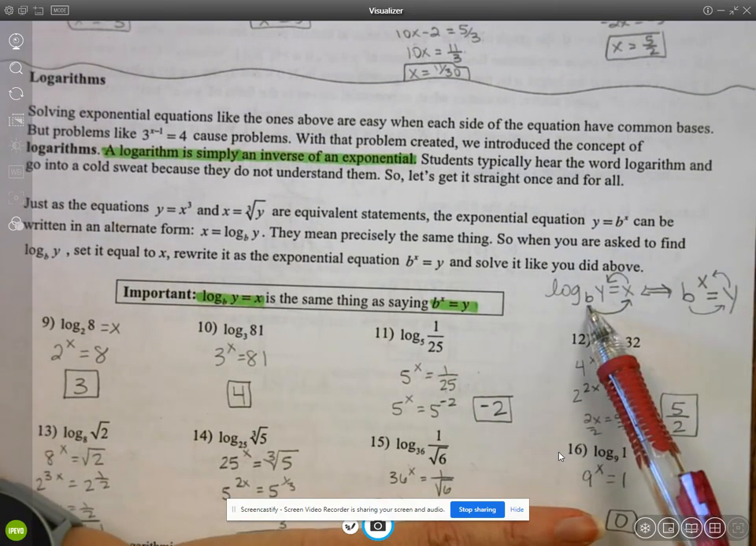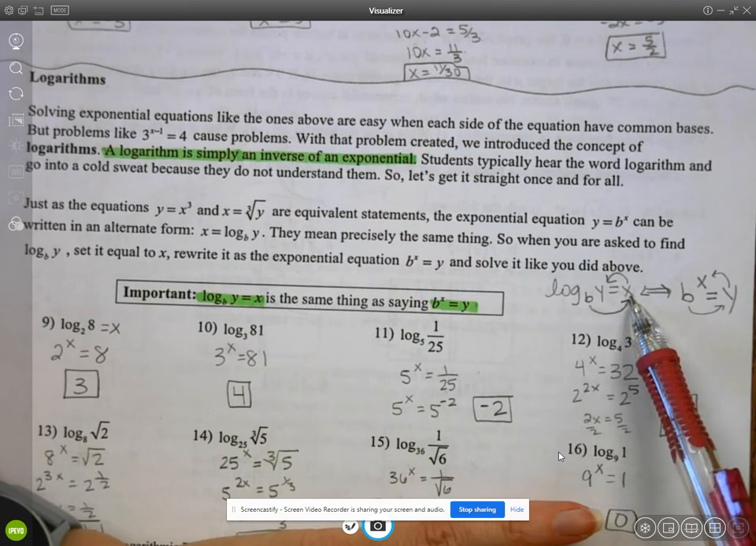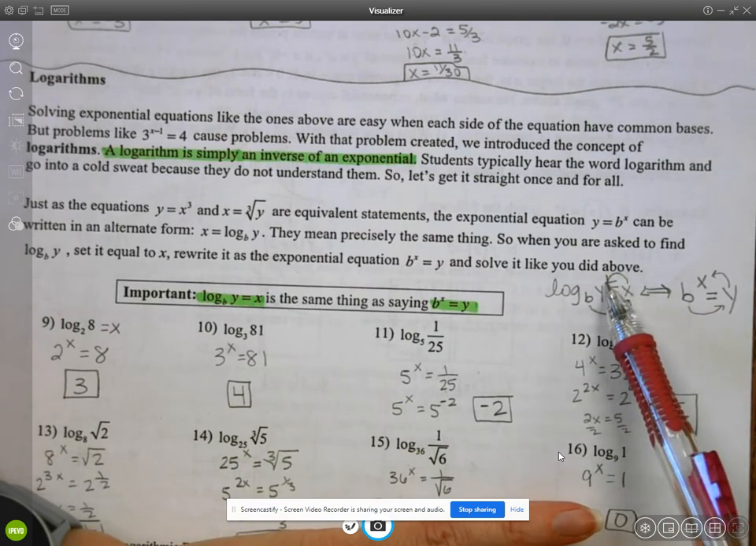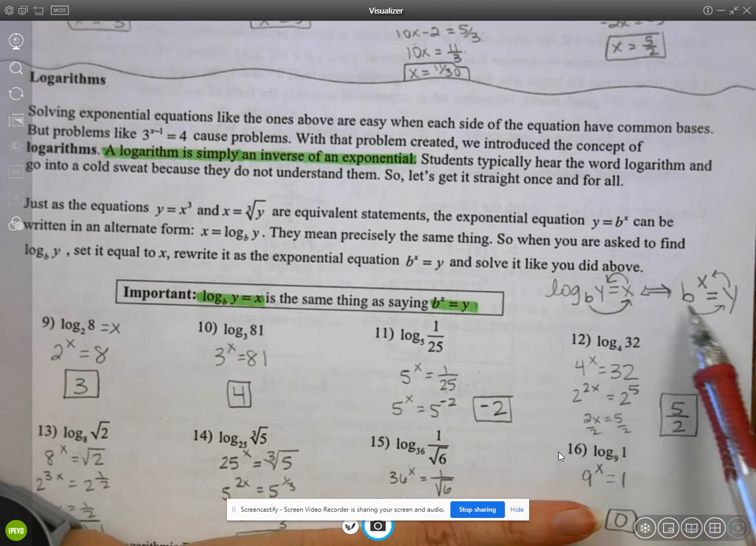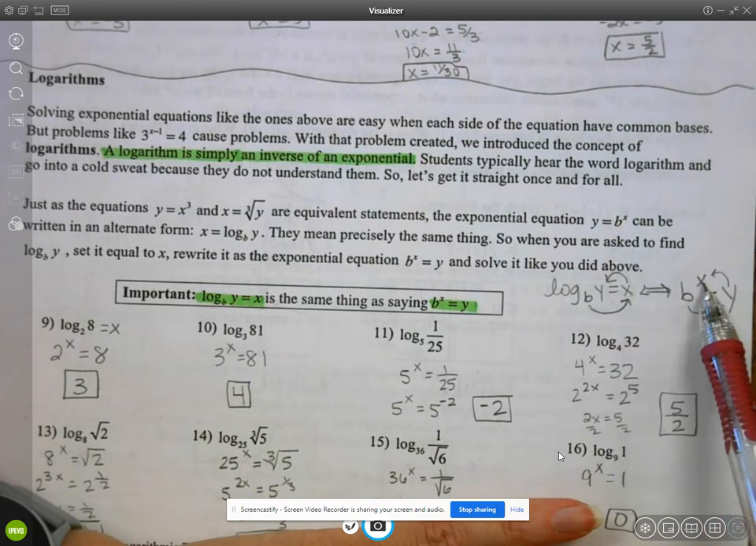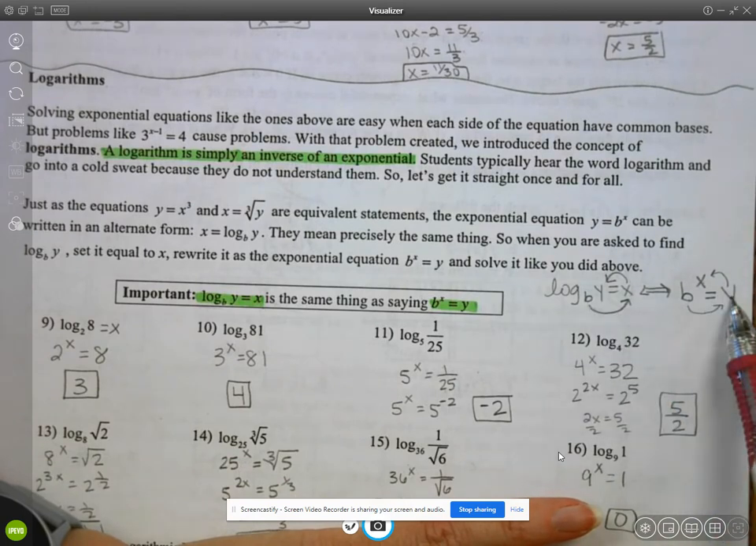If you think about the little loop circle pattern, the base stays the base, the answer becomes the exponent, the guts become the answer. So if I go from log to exponential, the base stays the base, the answer becomes the exponent, the guts become the answer.